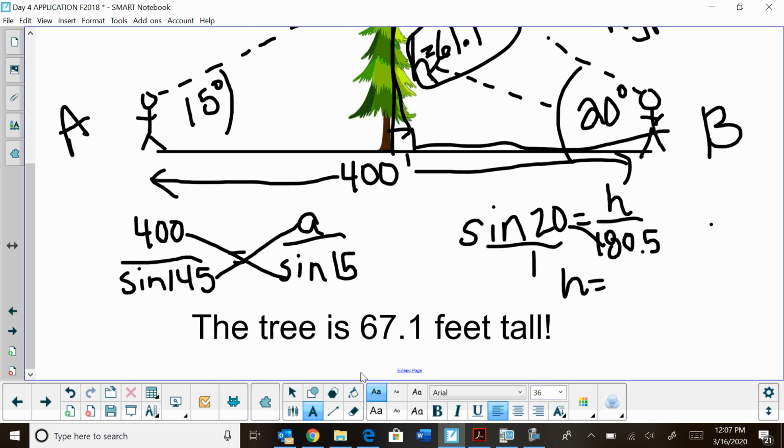So there you go. That's how you can do applications. So you're going to be drawing some of your pictures and answering some of those questions. Those directions I went over should help you do that.